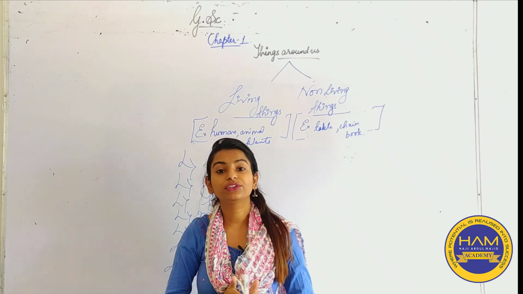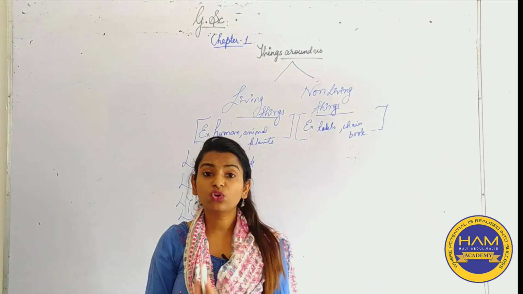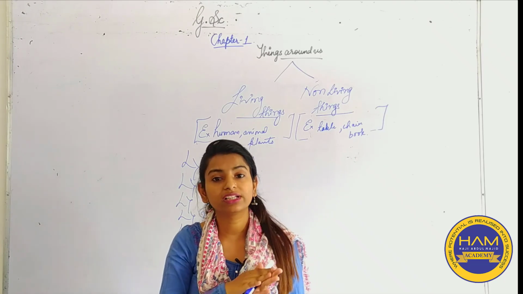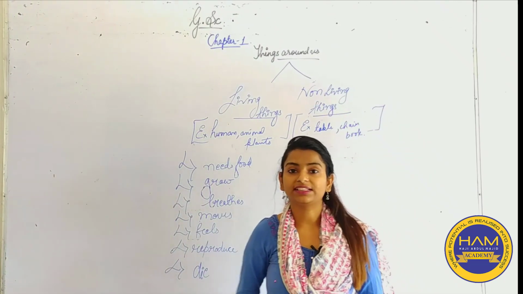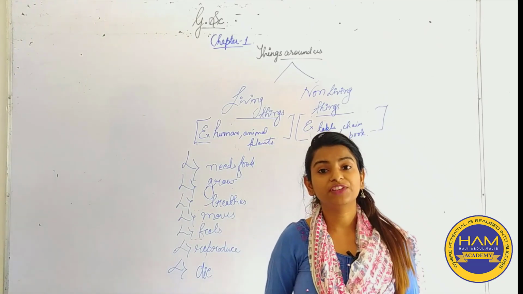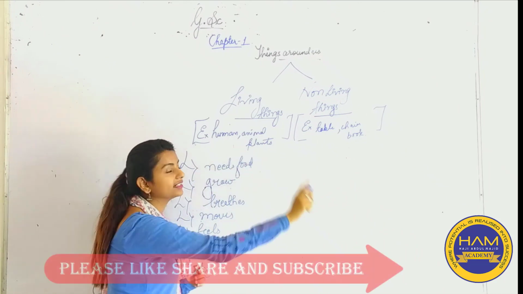Everyone, today we are going to discuss things around us. In our daily life we come across so many things. These things can be broadly classified into living things and non-living things. What are living things? Living things are those in which life exists. For example, human, animal, plants.